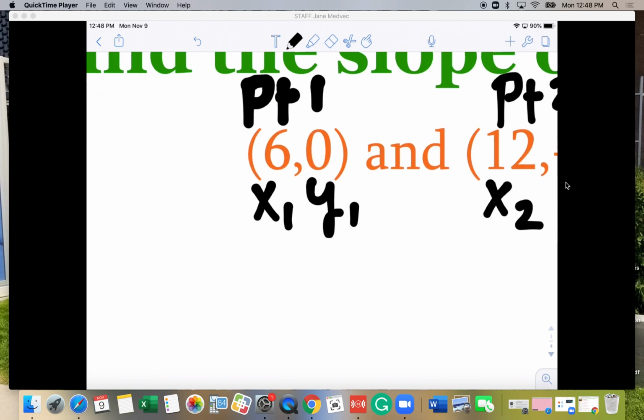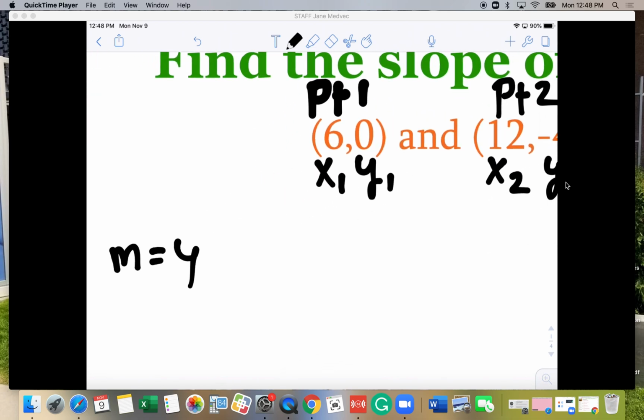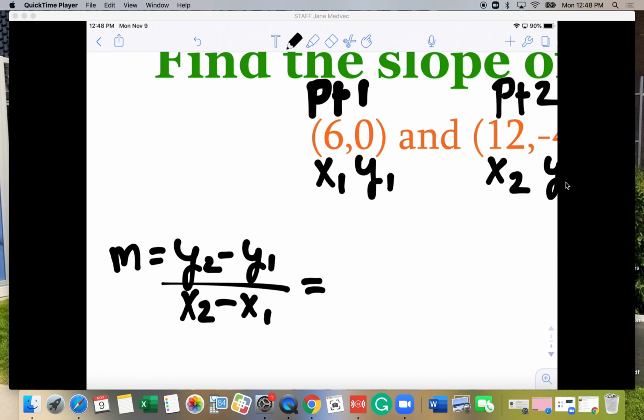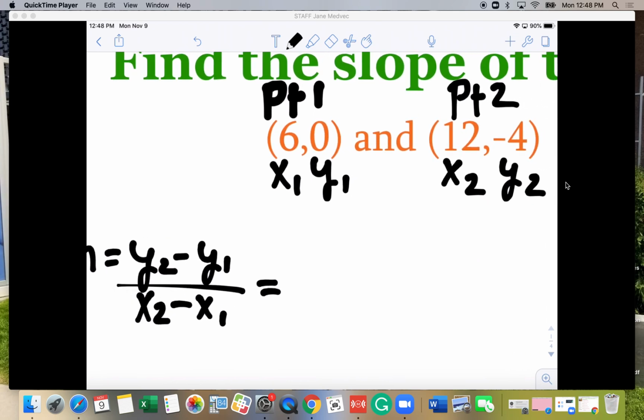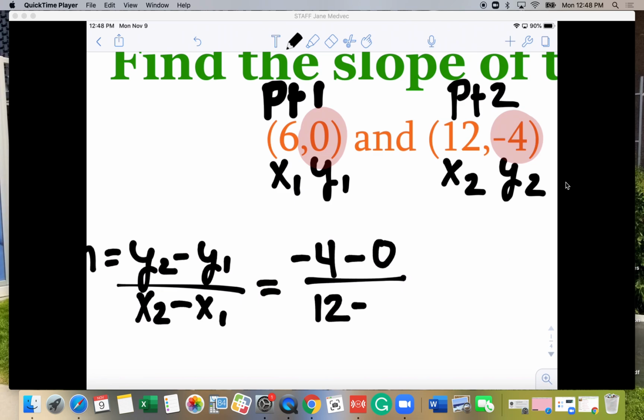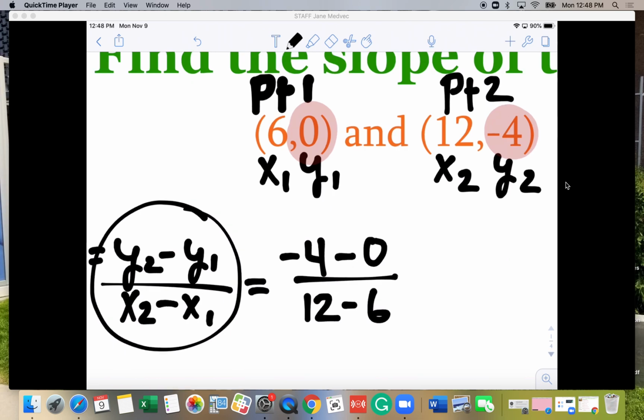So let's go ahead and let's look at that formula. So m equals y2 minus y1 over x2 minus x1. And we're going to use this formula to help us to find slope. So the y2 in the point is -4. So I'm going to go -4, and then I'm going to go minus. And then it says y1, which is 0. So I'm going to put in my 0. And then I'm going to grab x2, which is 12. And I'm going to subtract x1, which is 6. So really what I'm going to do is I'm going to use this as a recipe and a formula and plug in the points that I just labeled. So let's go ahead and clean this up.